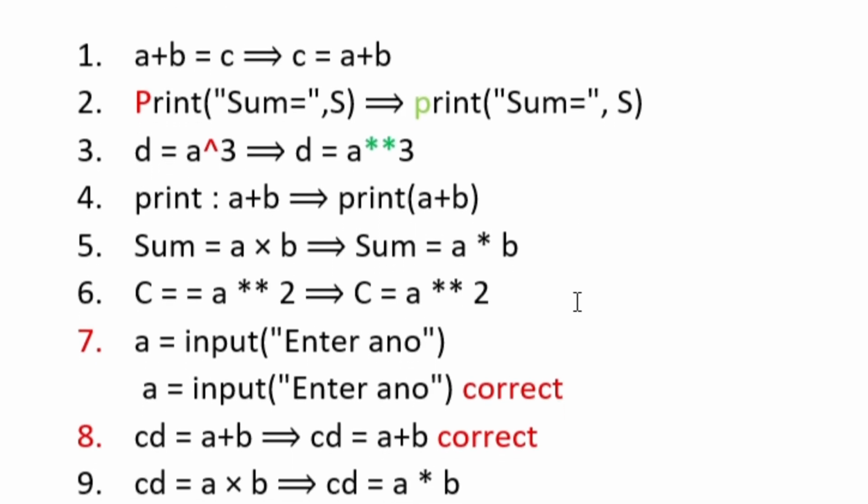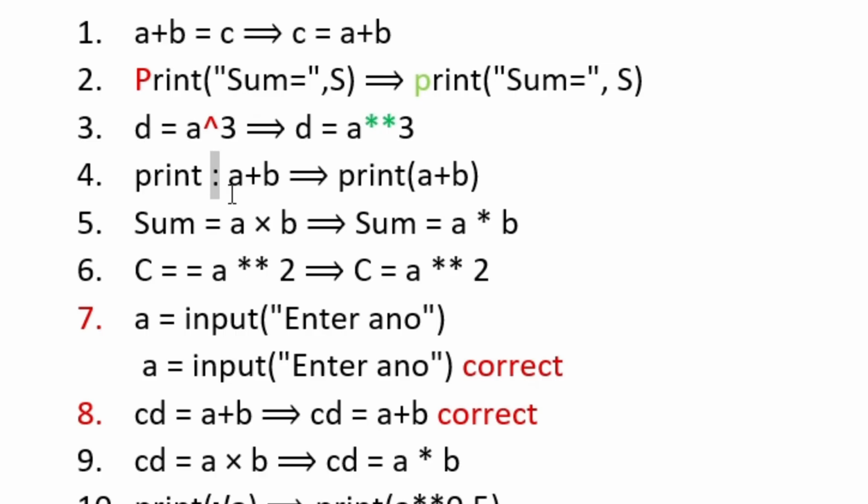Number 4. Wrong code: print colon a plus b. Correct code: print, open bracket, a plus b, close bracket. Explanation. Functions in Python always take arguments inside parentheses. Colon is not allowed here.